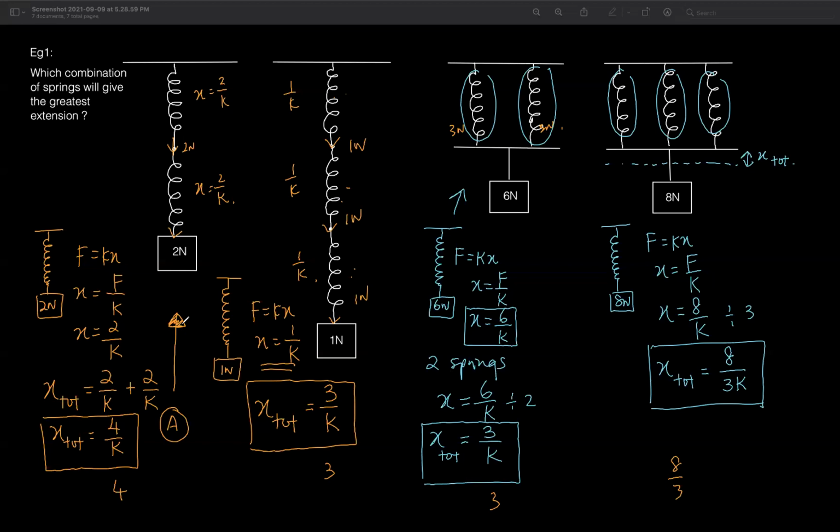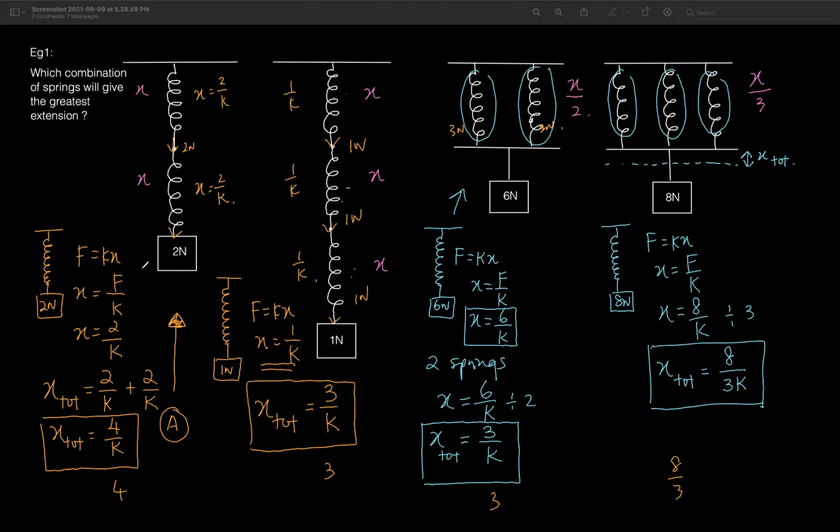Again, for parallel, what happened to the extension? It got shared among the springs. If there are 3 springs, I divide by 3. If there are 2 springs, I divide by 2. For series, whatever the extension here, plus the extension here, plus the extension here, that is the total extension. Same with this one, whatever the extension here, plus the extension, I get the total extension.